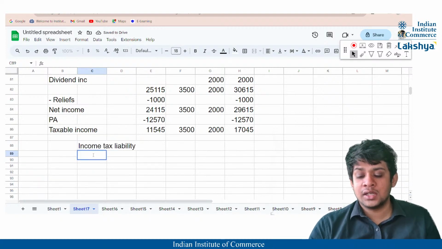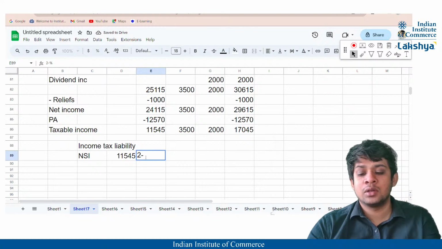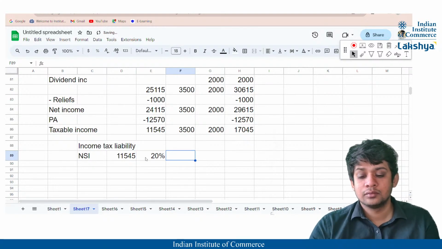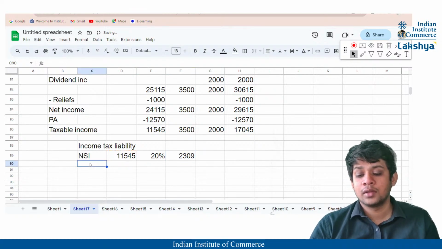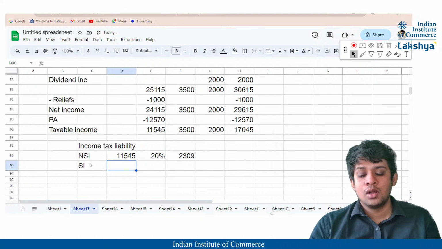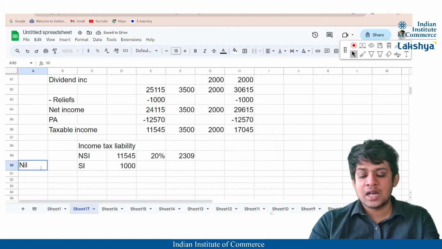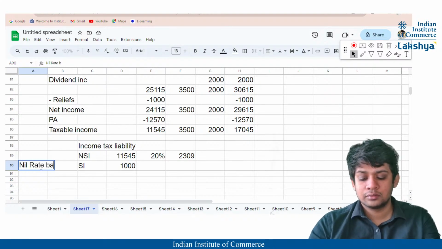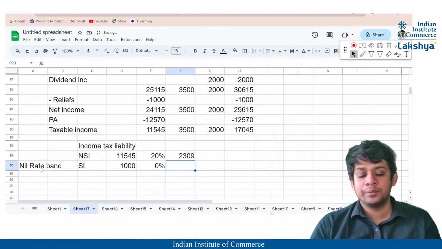Okay. Now guys, first thing, I have my non-savings income, that is 11,545. On that 20% tax charge will be there. So it will be 11,545 into 20%, 2,309. Then comes my savings income. On the savings income, guys, always remember, firstly, the nil rate band will be applicable. Starting rate band will not be considered here because obviously my non-savings income is above 12,000, correct? So on this 0% tax charge will be there.